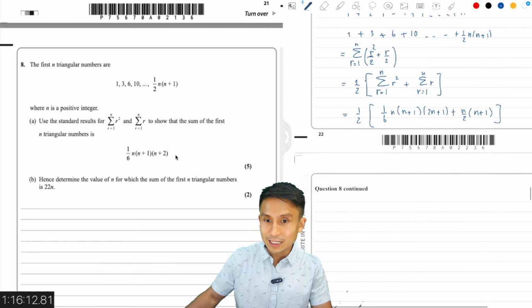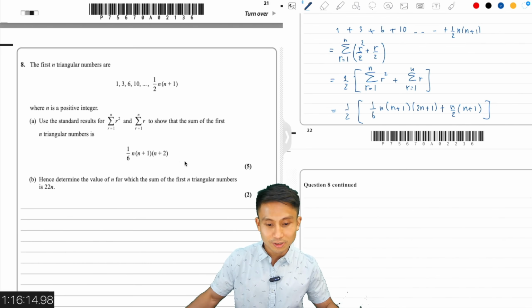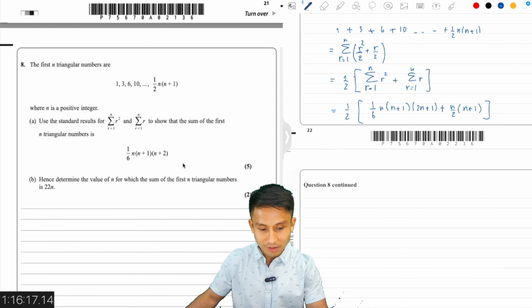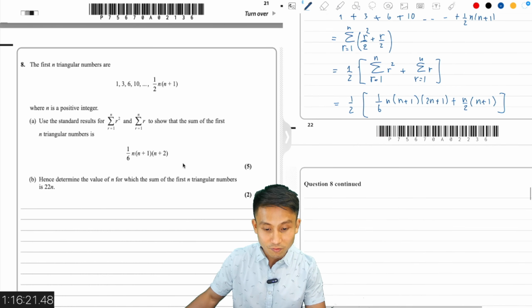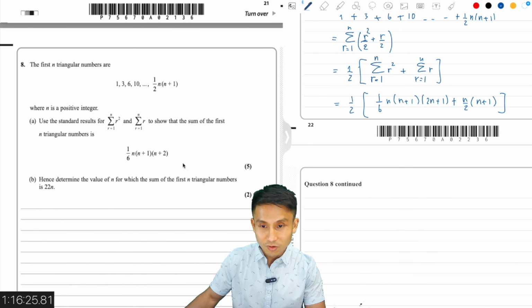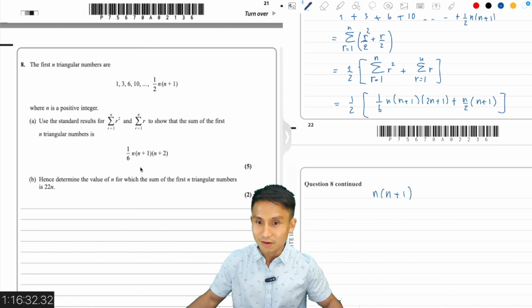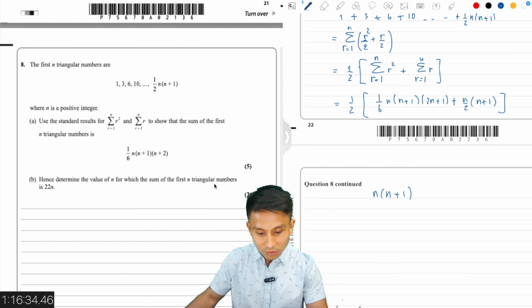So basically, we've got to be clever here, so I'm not going to expand them, not yet maybe, but rather I would take 1 over 6 out. Well, I can take n and n plus 1 out because they have a common factor here, and see what I have left inside.